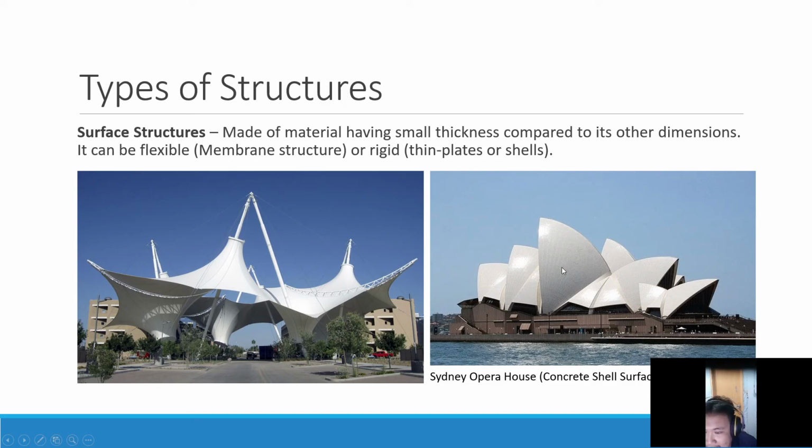On the other hand, we have also the rigid surface structures. We call it thin plates or shells. If meron kayong sa sunod, ma-encounter nyo to kasi ma-encounter nyo to siya sa mga software design, or computer aided designs na mga softwares. Meron kayong pagpipilian doon kung membrane ba siya, thin plate ba siya, or shell siya. So lagi yung tandaan, if you want a rigid structure, piliin nyo thin plates or shells. If not, piliin nyo membrane structures.